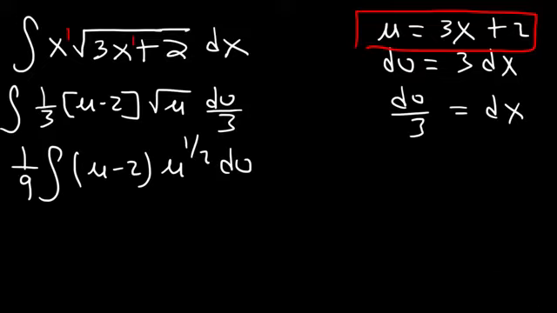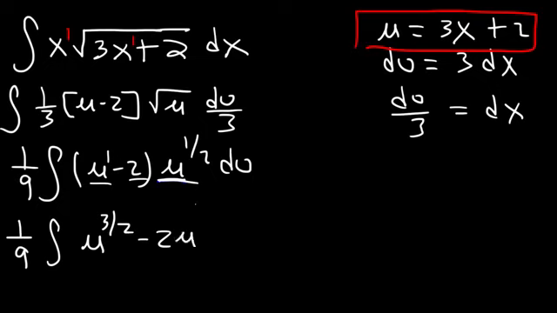Now the next thing we need to do is distribute u to the 1/2 to u minus 2. So u to the first power times u to the 1/2, we need to add 1 and 1/2. That's going to be u to the 3 over 2. And then if we multiply -2 by u to the 1/2, that's -2 u to the 1/2, and then times du. So now we could find the antiderivative of each one.